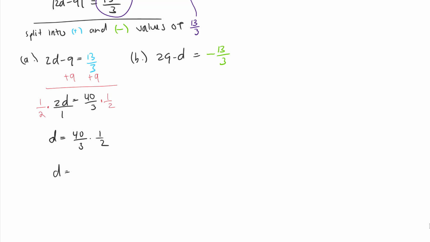Well, you can either multiply across, or you can see that the 2 and the 40 can cross cancel. So you can divide by 2, which gives you 1, and divide by 2, which is going to give you 20. So now your answer is going to be 20 over 3, because numerator times numerator, 20 times 1 is 20, and denominator times denominator, 3 times 1 is 3.